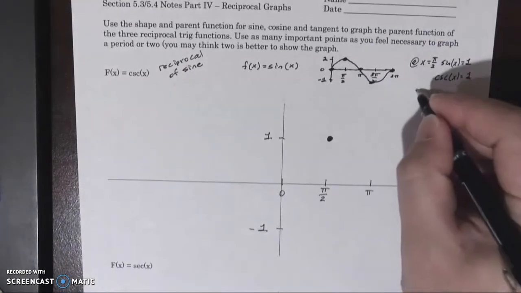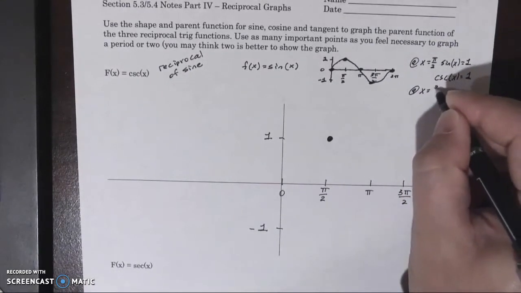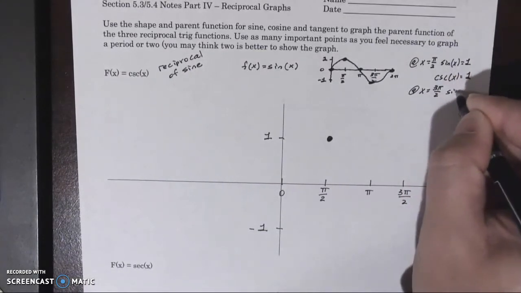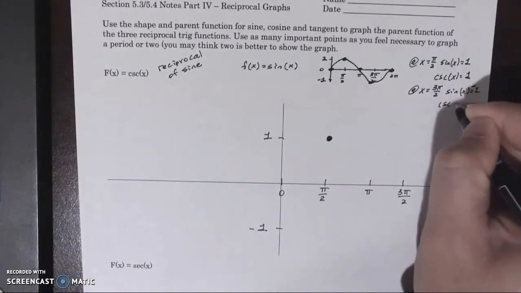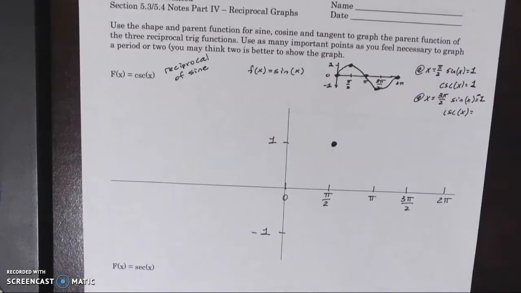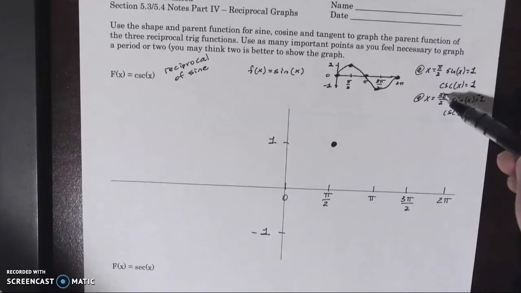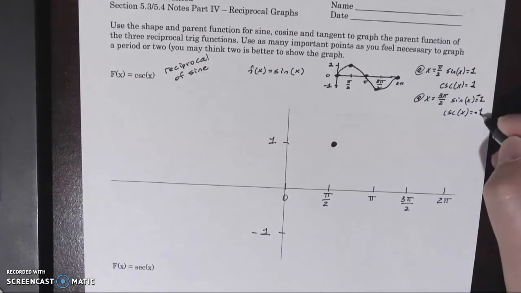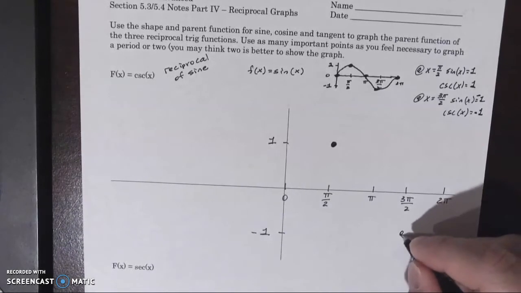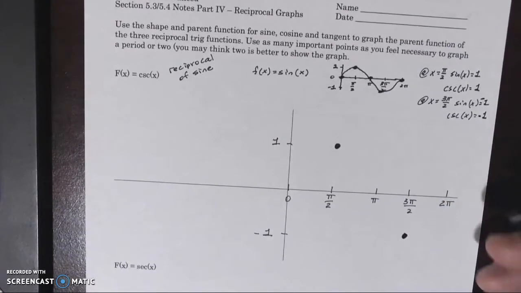For the same reason, at x equals 3 pi over 2, sine of x is -1. Let's restate this one more time. If sine of x has a value of -1 at 3 pi over 2, and cosecant is the reciprocal of sine, then cosecant should be -1 at 3 pi over 2 as well. And that will work for every type of function and reciprocal function that ever exists.